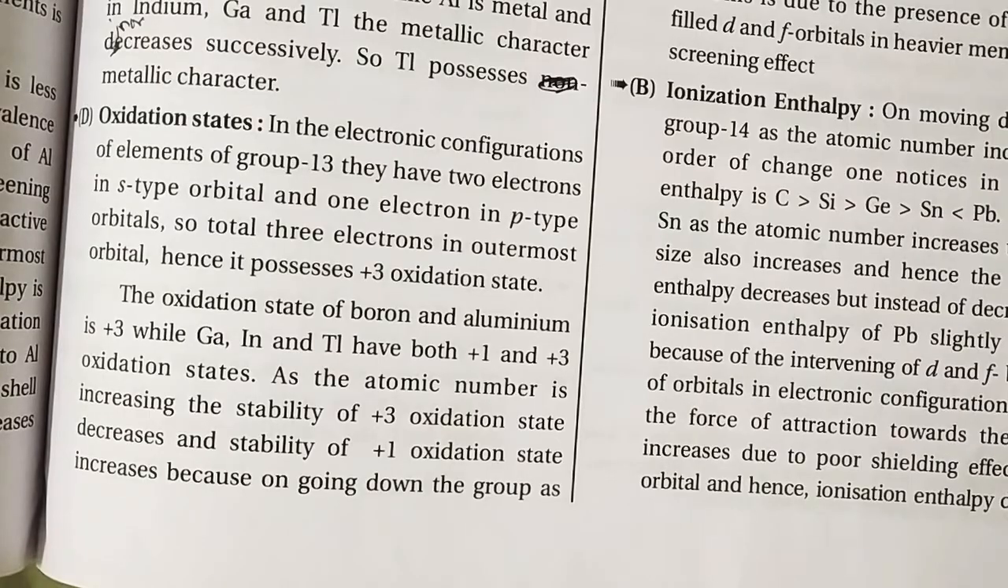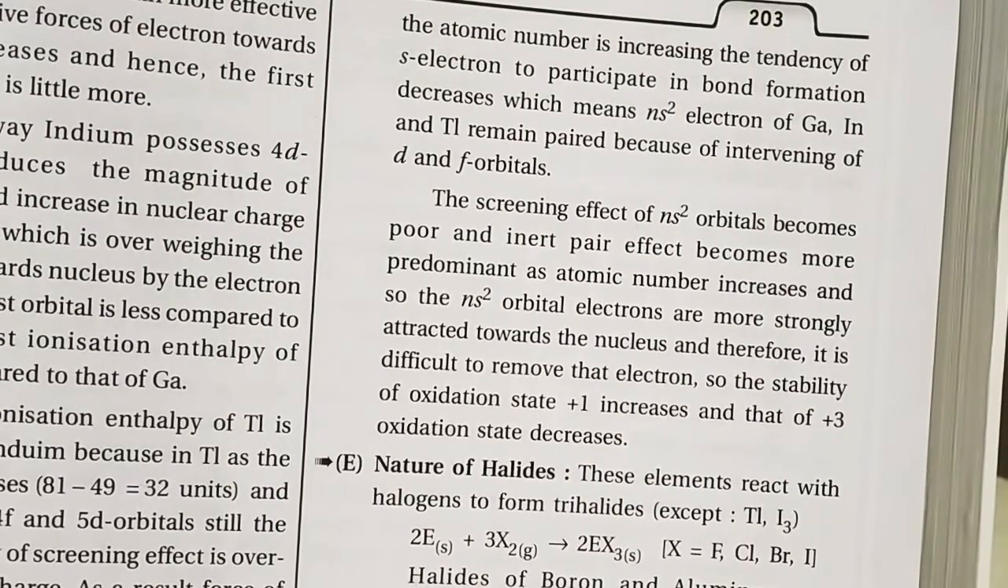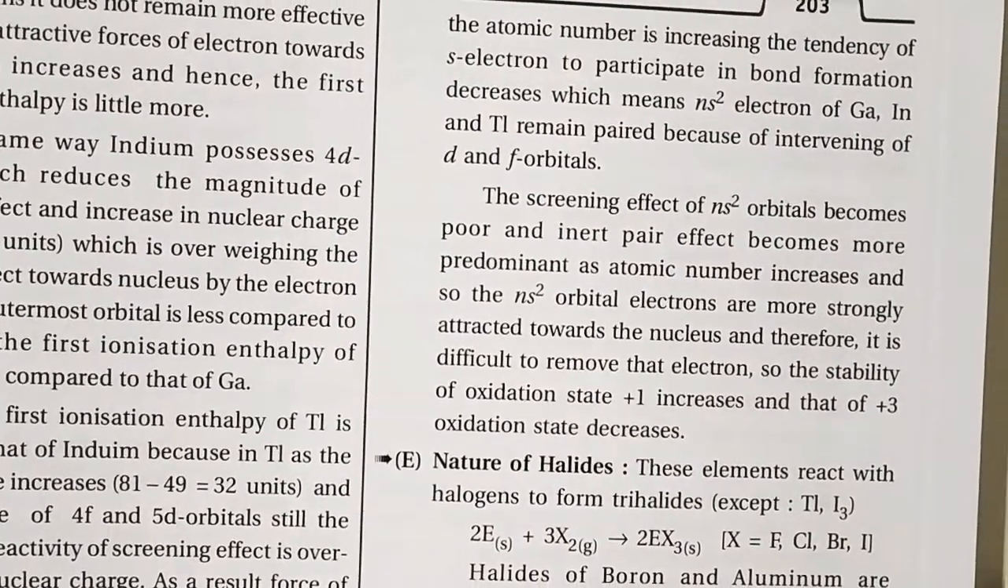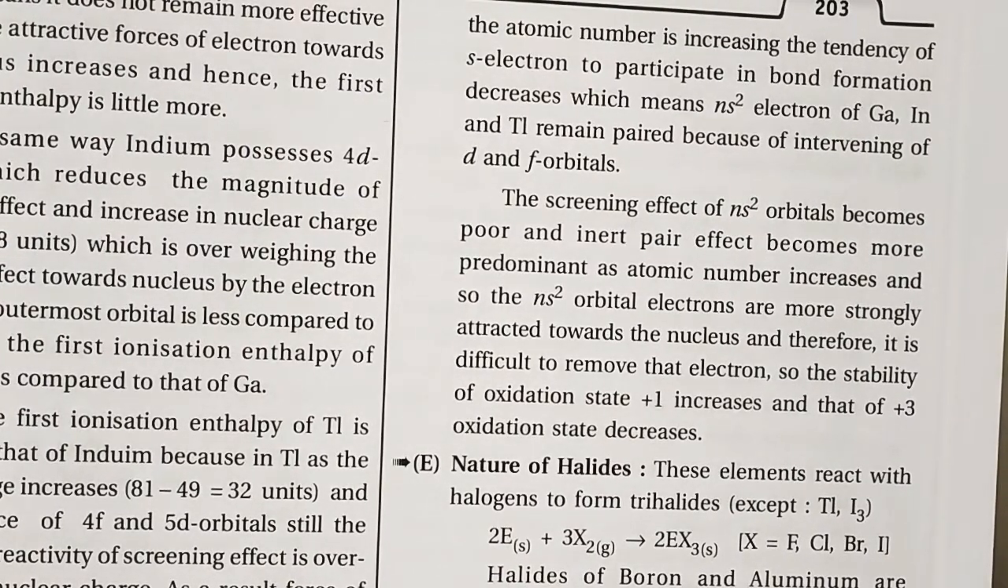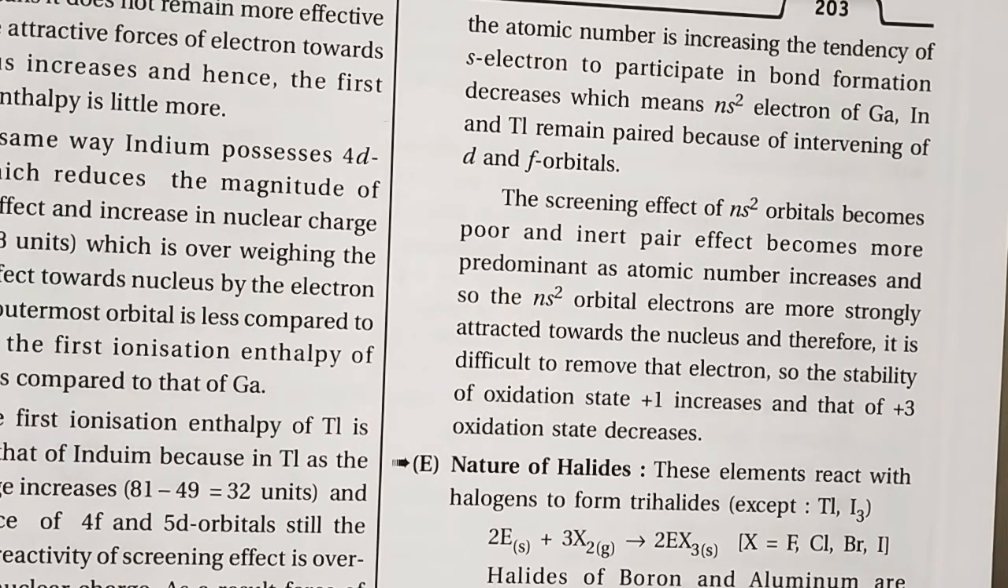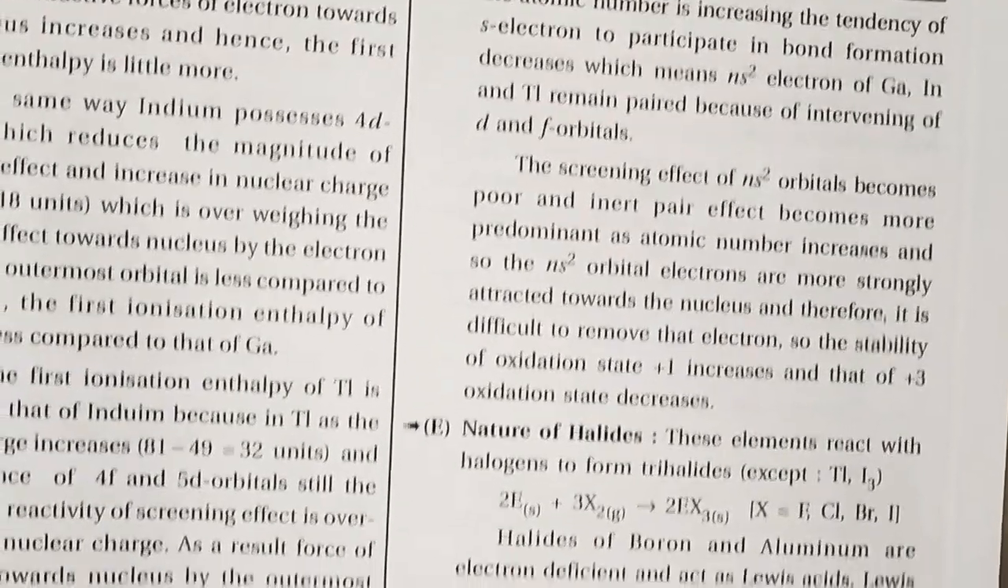On going down the group, the atomic number increases, and the tendency of the s electrons to participate in bond formation decreases, which means the ns2 electrons of gallium, indium and thallium remain paired because of the intervening d and f orbitals. So the screening effect of ns2 orbitals becomes poor and the inert pair effect becomes more predominant as atomic number increases. So the ns2 electrons are more strongly attracted towards the nucleus, and it's difficult to remove them. So the stability of +1 increases and +3 decreases.